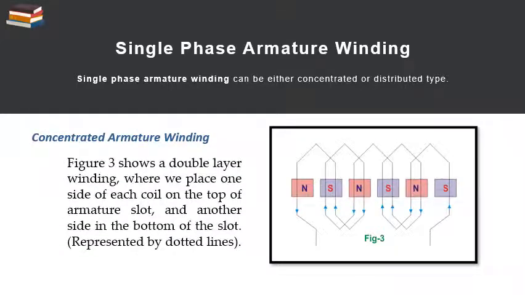Figure 3 shows a double layer winding, where we place one coil side of each coil on the top of the armature slot and the other side in the bottom of the slot. तो double layer winding में हमने क्या किया है? One side of each coil on the top of the armature slot. एक coil side को हमने armature के top side पे रखा है और दूसरे coil side को हमने armature की bottom side पे रखा है.